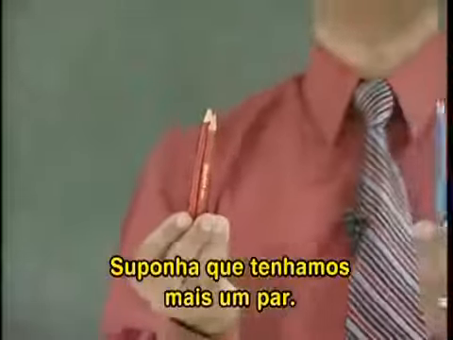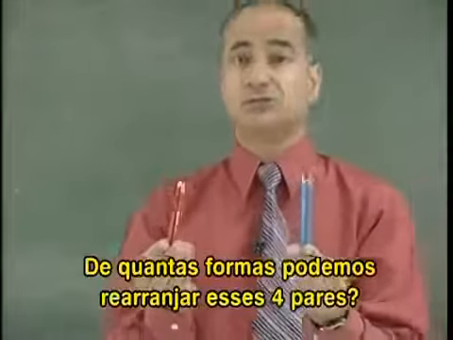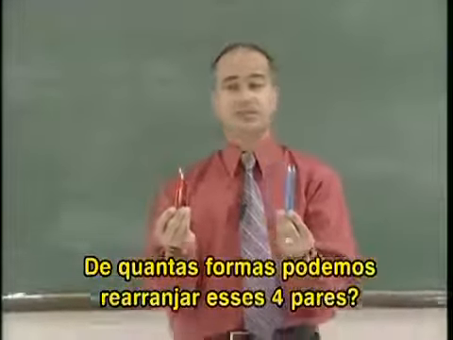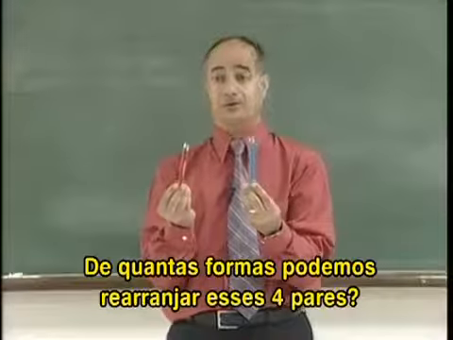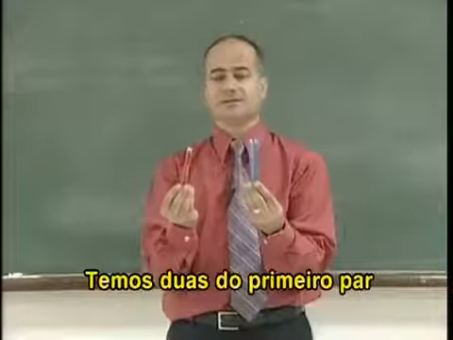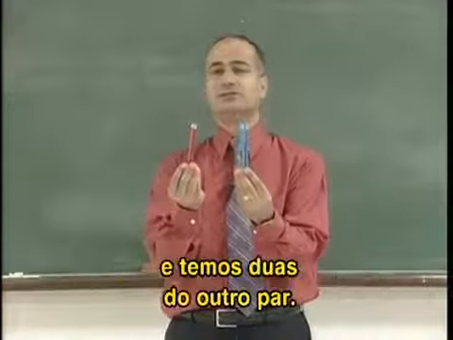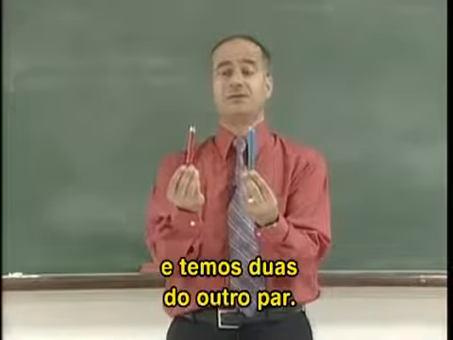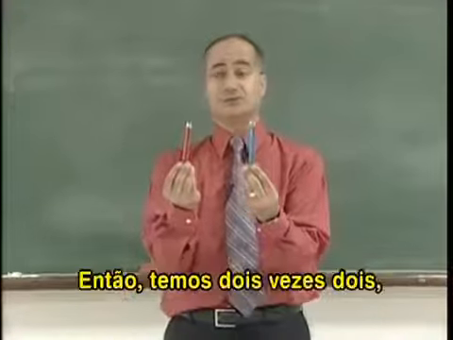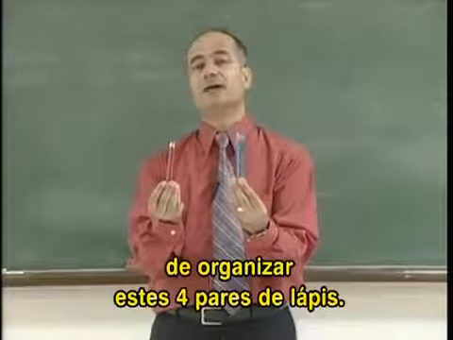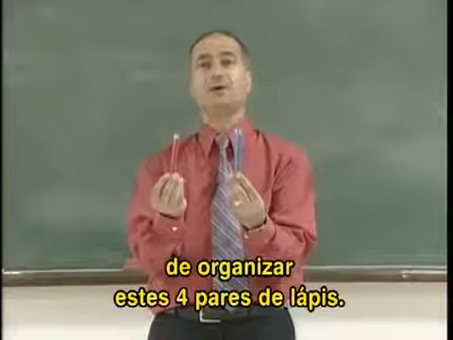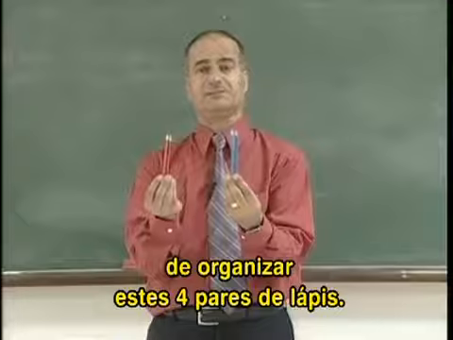Now suppose that we have another pair. So in total, how many different ways can we arrange these? Now, four pencils. So we have two from the first pair, and then we also have two from the other pair. So we have two multiplied by two, which is four different ways of organizing these four pencils.